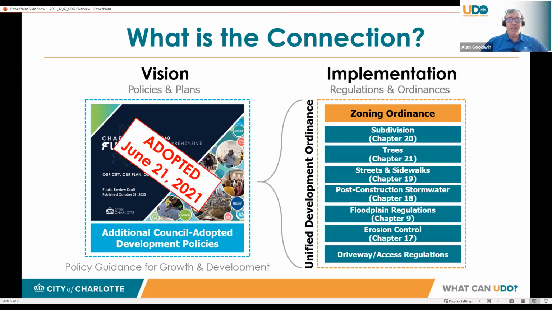It's also intended to implement the policies of the adopted Charlotte Future 2040 Comprehensive Plan. So the plan has been adopted. They're in the process now of doing place type mapping through the policy mapping process, which is a separate process from the UDO. And then the UDO will implement the policies of the comprehensive plan.